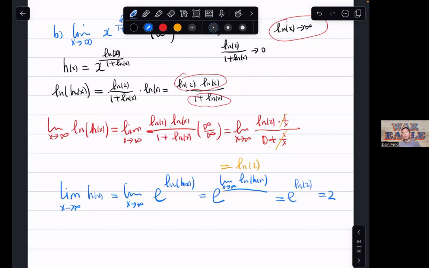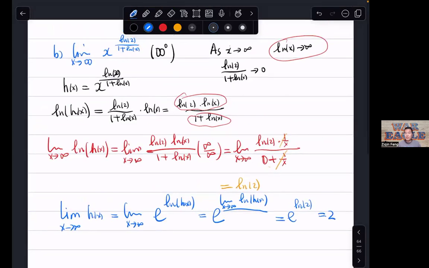So all we need to do is just change our exponential function to a quotient by taking a natural log on both sides. If you know the limit of this quotient, just raise it back to the original function, and you get the limit of the original function. So that's how we evaluate this limit.